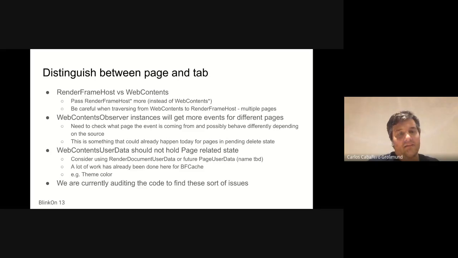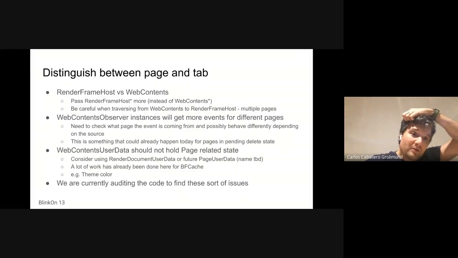So that's one of the things. Web Contents Observer gets events about all the things happening around, and it will now get more events, basically because there are more pages. So observers will also need to filter out the events they're really interested in. They'll have to look at which page an event is coming from. This is something that should already be happening today for the pending delete state, but we've found many instances where that's not the case. And given that pages are in the pending delete state for a really short time, some of those bugs have never been found. I wouldn't say hoping, but we're expecting to surface lots of bugs in that area because of this.